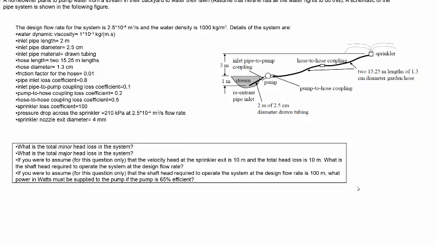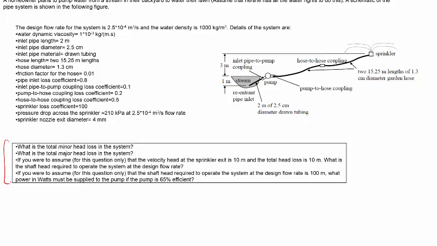Hello, in this problem, a homeowner plans to pump water from a stream in their backyard to water their lawn. Again, we're assuming that he or she has water rights to do this, at least in Texas. You need irrigation rights to do this. A schematic of the pipe system is shown in the figure, and we'll go over all that information, but there are four main questions.